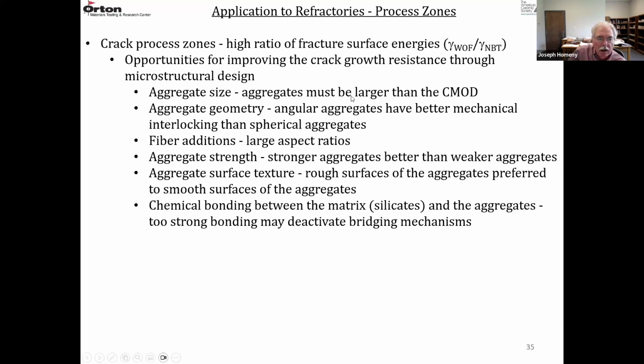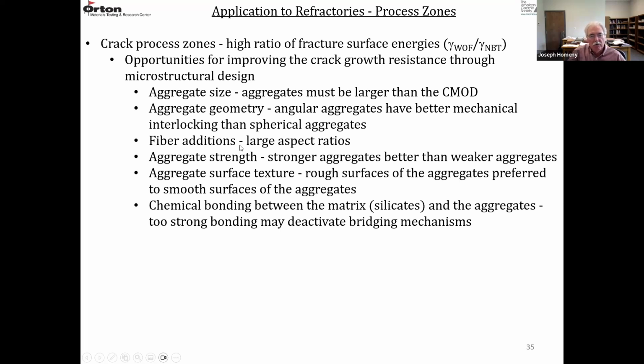So how do you improve crack growth resistance through microstructural design to get a high ratio here of these two fracture surface energies? Aggregate size. Aggregates have to be larger than this crack mouth opening displacement, so larger aggregate sizes. Aggregate geometry, you want very angular aggregates. They have better mechanical interlocking in the crack surfaces compared to a spherical aggregate.